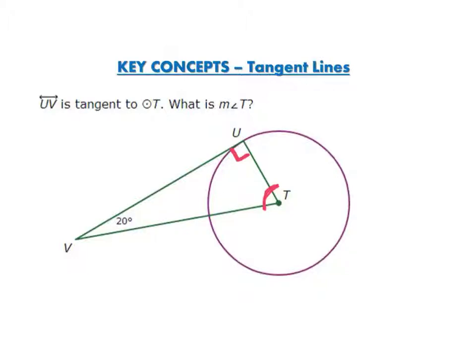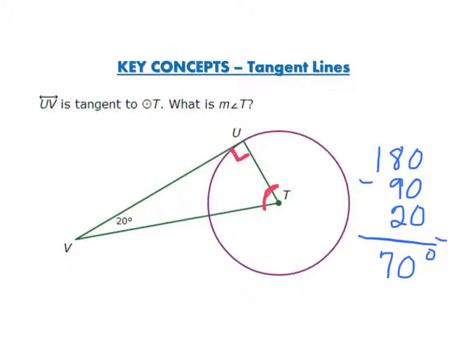Well, we already know 2 of them. We also know that a triangle has 180 degrees. So you take 180 minus the 90-degree angle minus the 20-degree angle, and that equals 70. So the measurement of angle T is 70 degrees.